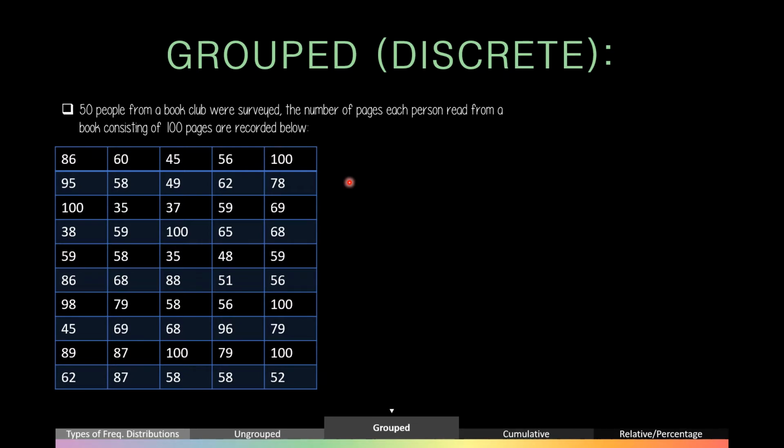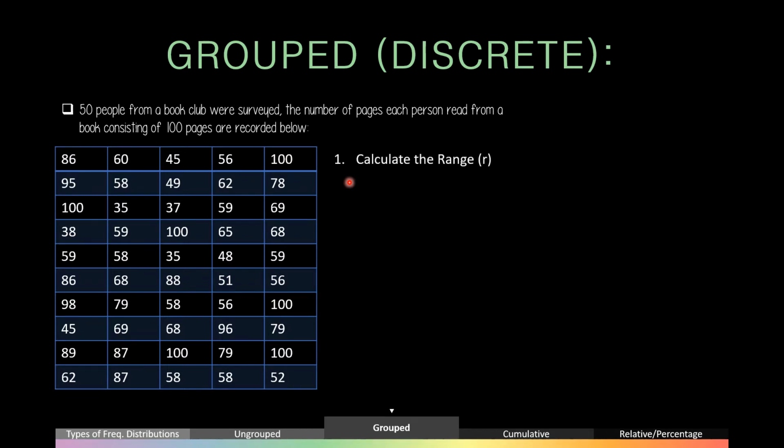So how do we do this? Once you come up with your class limits, the steps thereafter are exactly the same. We're going to come up with a tally and a frequency, and that would have constructed our grouped frequency distribution. So how do we come up with our class limits? These are the steps you need to follow.